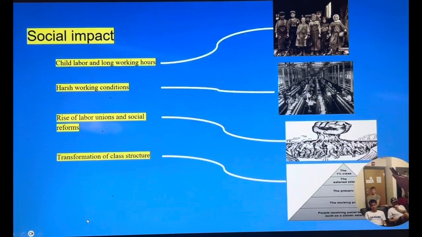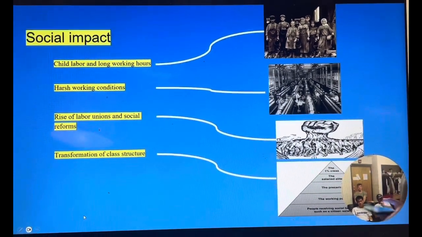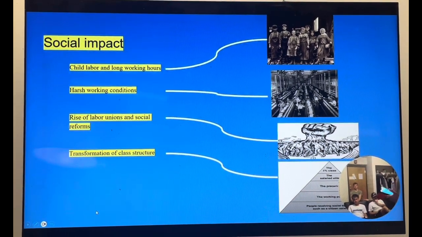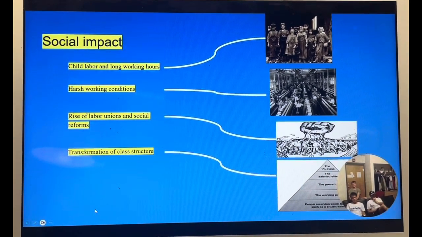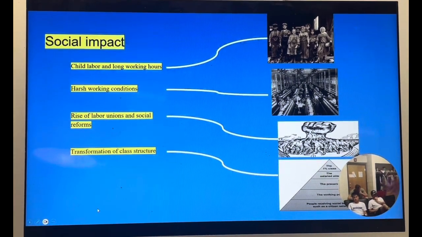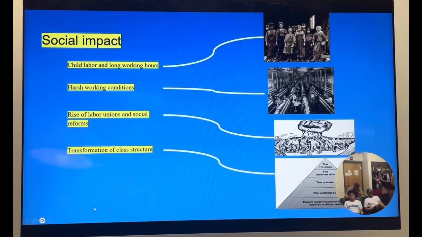Then the social impact was child labor and long working hours, harsh working conditions, the rise of labor unions and social reforms, and formation of class structure, in which the poor became poorer and the rich became richer. And you see the whole class structure pyramid right there. Well, half of it because it's covered by the video.